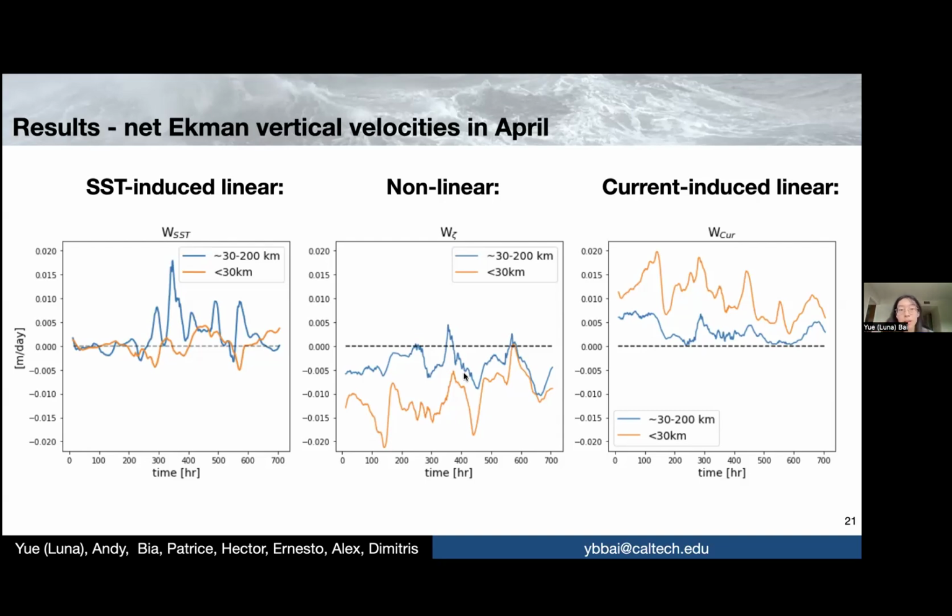We are focusing, again, on the black box region, which is the S-MODE region. And so we can see that for SST-induced linear Ekman vertical velocities, it is actually the mesoscale that's dominating, and the sub-mesoscale makes a subdominant contribution. But for both nonlinear and current-induced linear Ekman vertical velocities, it is actually the sub-mesoscale that is making the dominant contribution, overpowering the mesoscale contribution.